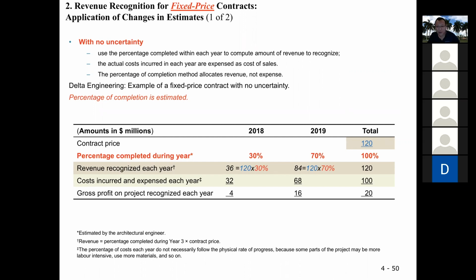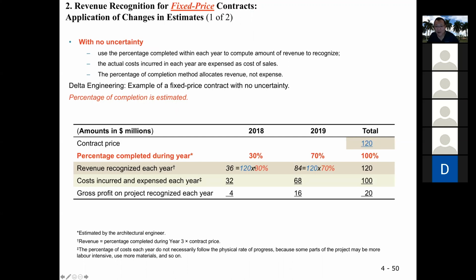Suppose this is one example. Suppose this is a 2-year contract, 2018 and 2019. The engineers are absolutely smart. They know for sure, no uncertainty, the percentage completion. For the first year it is 30%. The second year is 70%. So that's easy. How much revenue are you going to recognize?